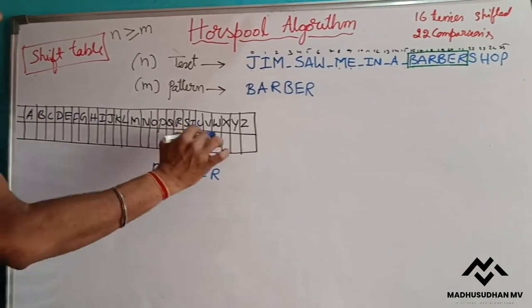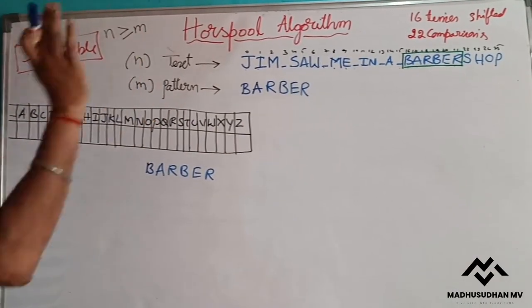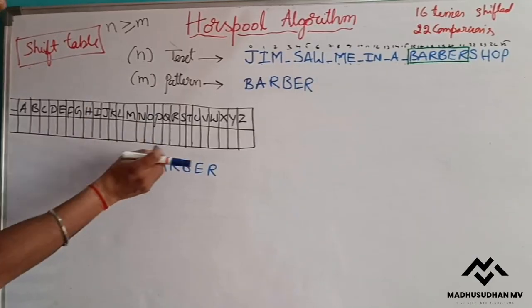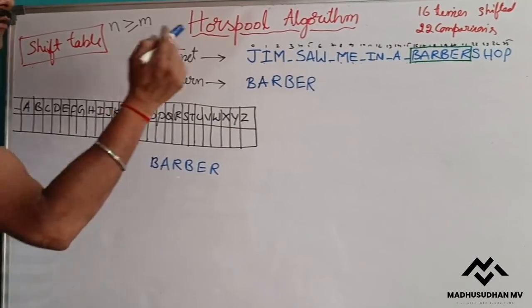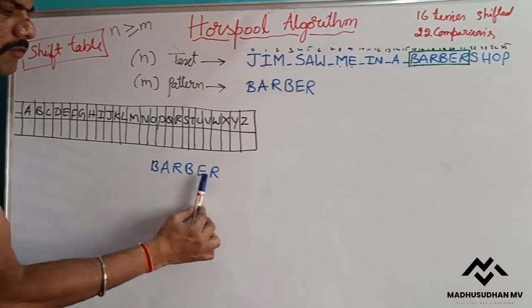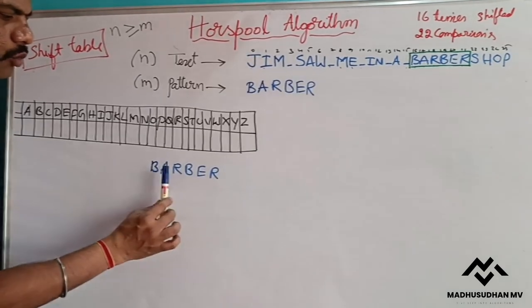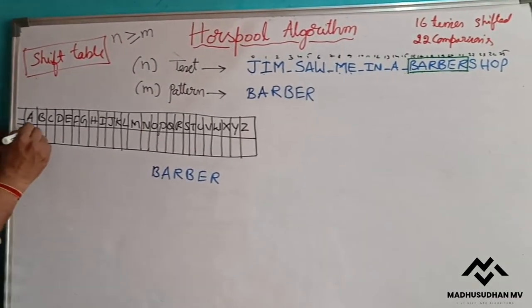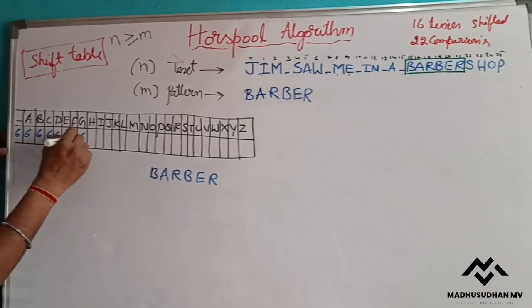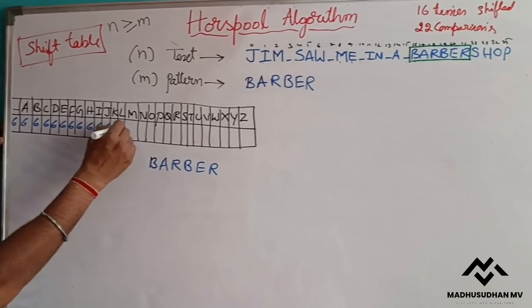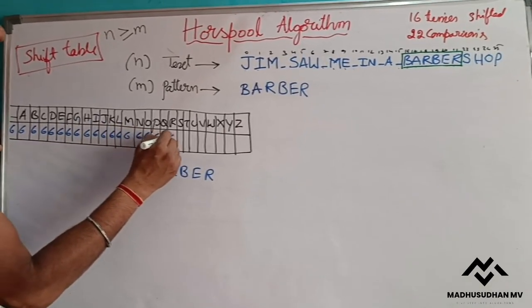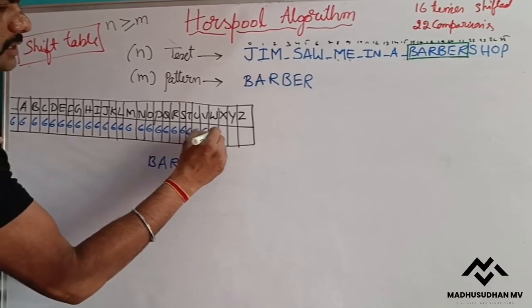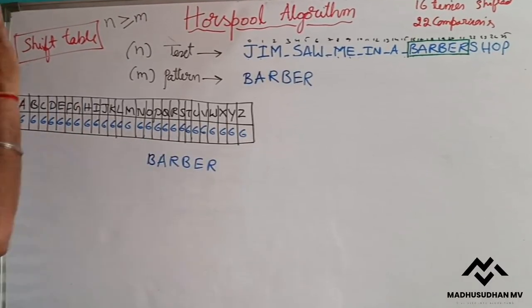Now initialize this table with the pattern length. The pattern length is 1, 2, 3, 4, 5, 6, which is 6. So I initialize all the characters with 6. That means all character values are 6. This is the first step in constructing the shift table.